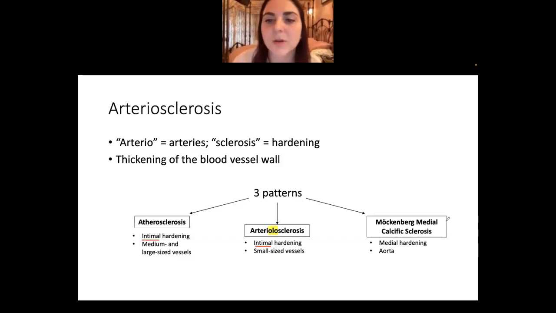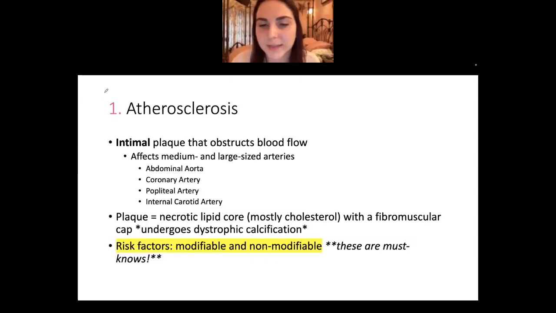And then Mönckeberg medial calcific sclerosis. It's so low yield, but I'm going to talk about it because Sitar did. It tells you everything you need to know in the name. It's of the media, it's of the aorta, and then you see these calcifications.